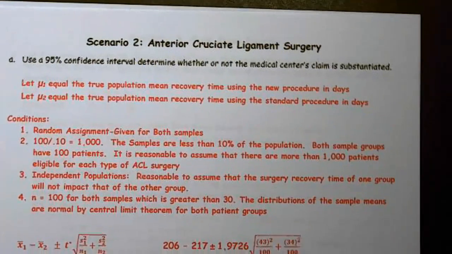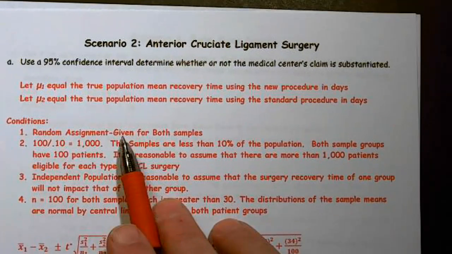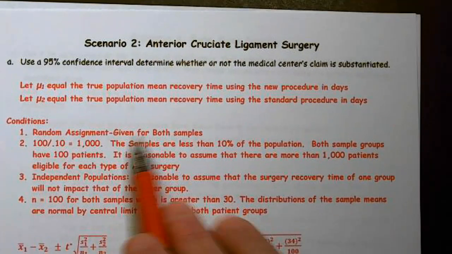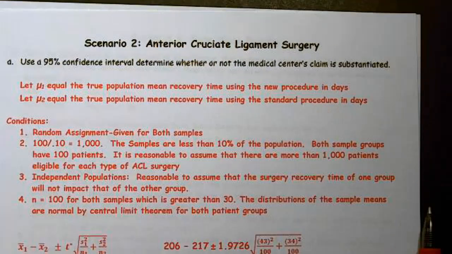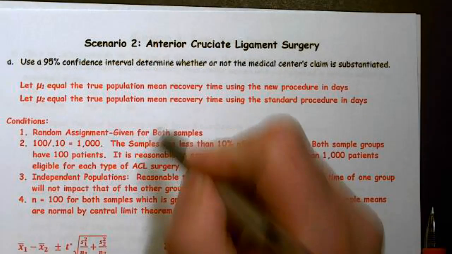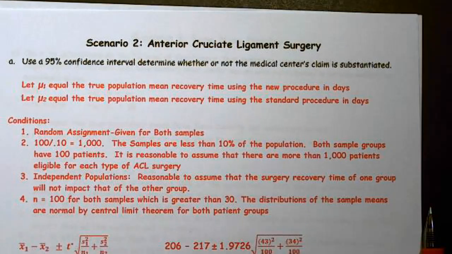And then we have our conditions. We have a random assignment, and that was given for both samples. And by the way, you need to tell me that it happened for both. Some people just said random assignment given. It's like, no, it's random assignment for both.